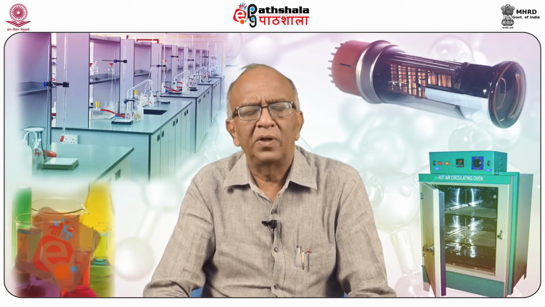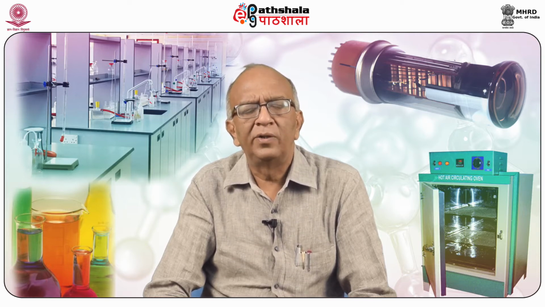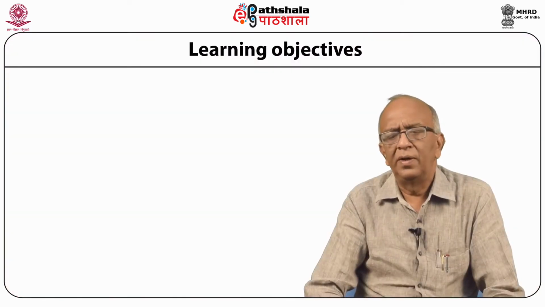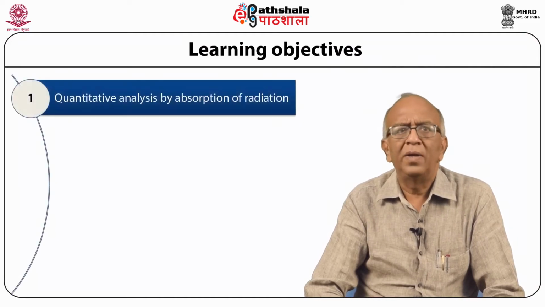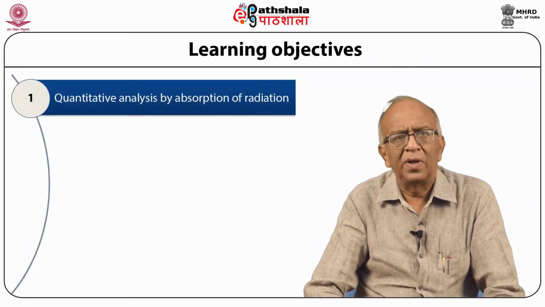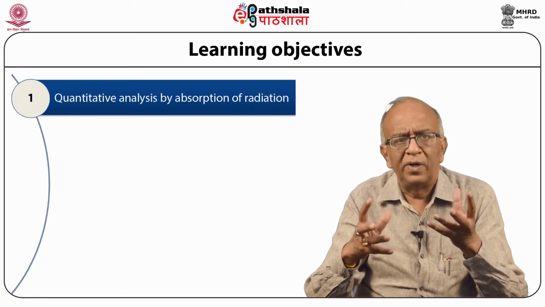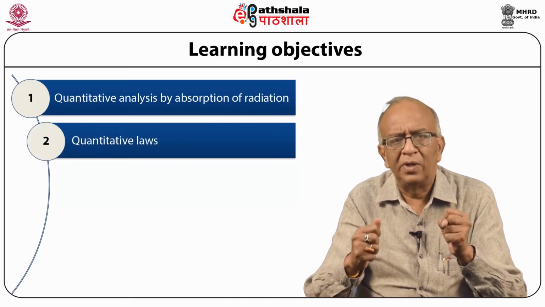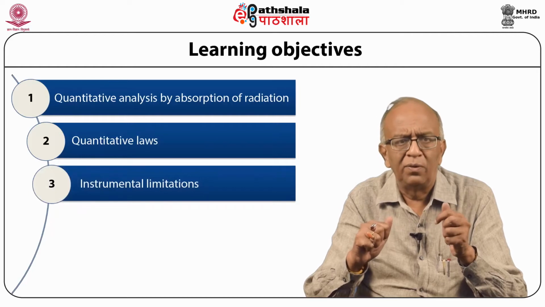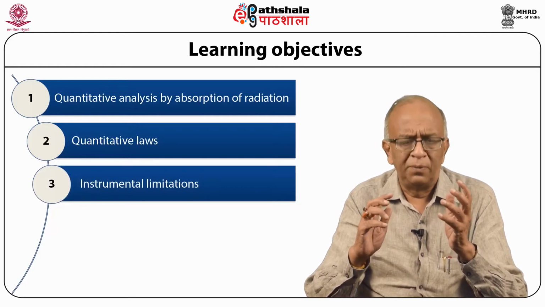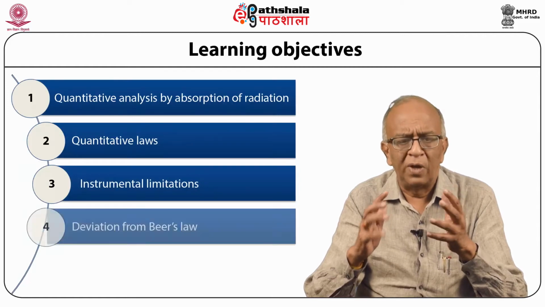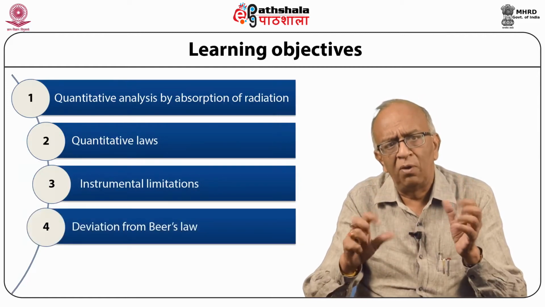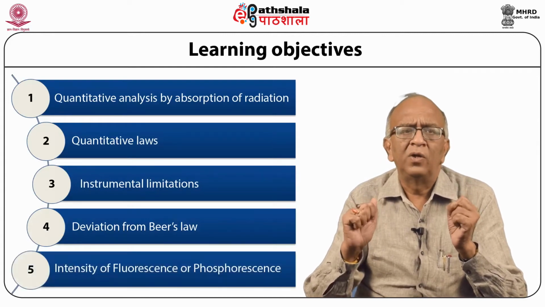Today I shall take up Instruments for Analysis Part 3 under the paper Fundamentals of Analytical Chemistry. Today our learning objectives are how, by absorption of electromagnetic radiation, quantitative analysis can be done. What are the laws for quantitative analysis? What are the limitations of quantitative analysis? What are the reasons for deviation from the well-pronounced laws, and fluorescence and phosphorescence.